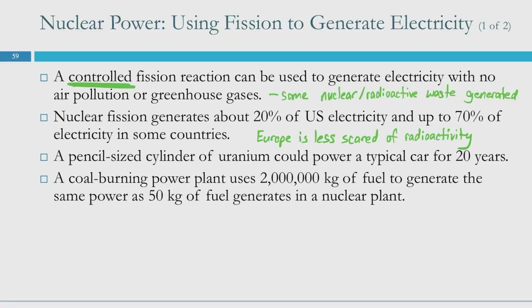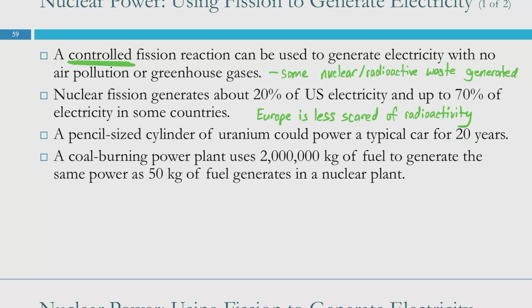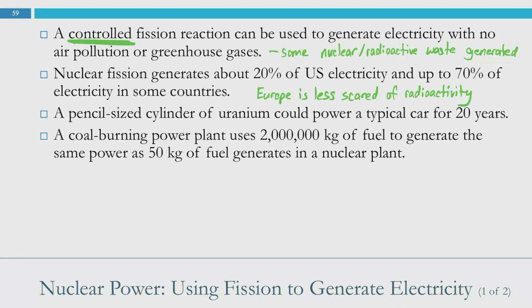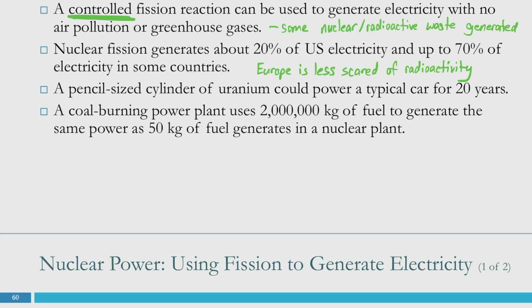There's trade-offs. The cool bit about uranium is that a small amount, like a pencil-sized cylinder, can apparently power a typical car for 20 years. So if we could get nuclear to work in cars, probably never going to happen. Electric is more likely. You could get your car running for a long time. A coal-burning power plant uses 2 million kilograms of fuel to generate the same power as 50 kilograms of fuel generates in a nuclear plant. So it's also like orders of magnitude different in terms of the amount of fuel that you have to put in.